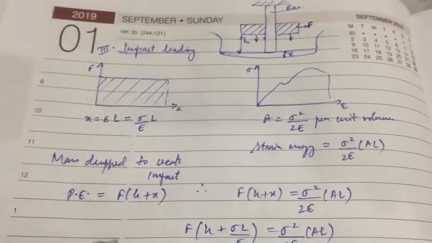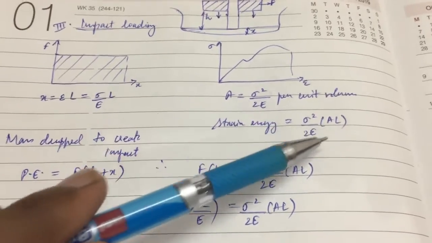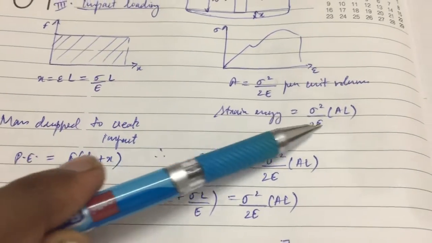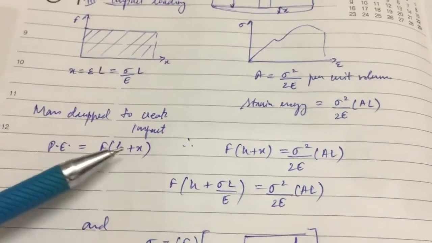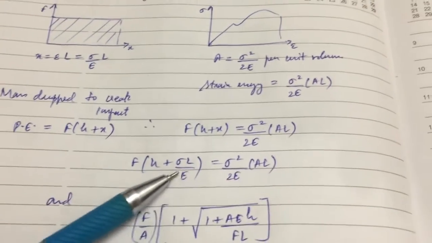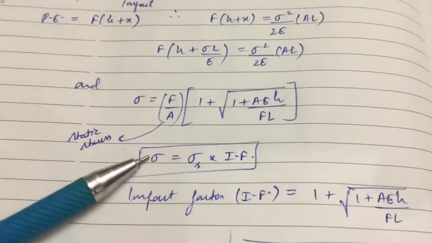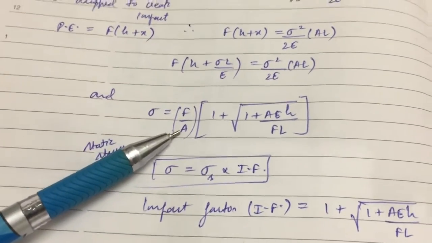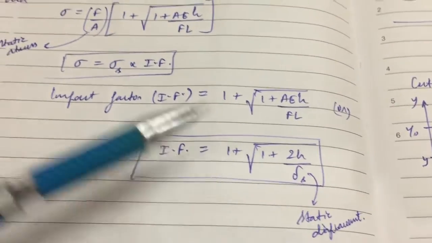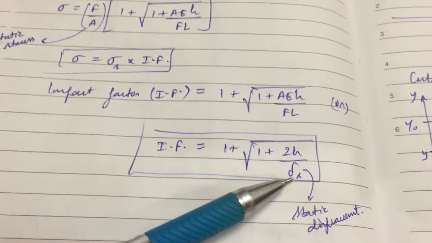H plus X, it is created, and as we know the strain energy of this curve is this one per unit volume, and when we calculate the total strain energy, the volume is multiplied. So that means the potential energy and the strain energy are basically equal. So when we equate this, we will get the stress as this expression. When we separate this, we will see that the stress is equal to the static stress times the impact factor, and the impact factor is nothing but this. Then the impact factor is simplified to get such an expression, and here the delta x is nothing but the static displacement.